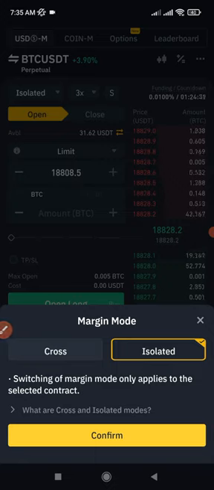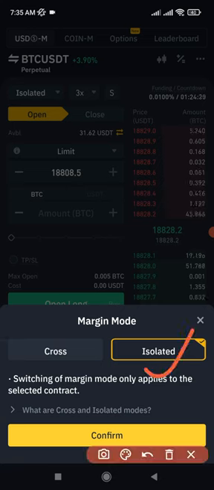So, on the isolated mode, okay, if you are just starting out, all right, if you have a little money in your account, or even if you have $10,000 and you want to risk a specific amount without risking the whole balance you have on your trading account, then always use isolated mode, okay? Then when you use cross mode, if I have $1,000 in my futures trading account, it means that I'm trading with the whole $1,000, okay?